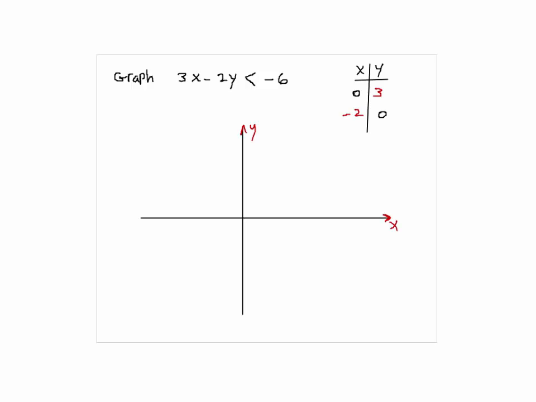So let's locate the 2 points. If x is equal to 0, y is equal to 3. So your graph is going to pass through this point here. If x is equal to minus 2, y is equal to 0. So your graph is going to pass through this point here. And the line is going to pass through these 2 points. Now, we can make this a solid line if it says equal to, and a dashed line if it doesn't say equal to. So let's make it equal to so you can have a solid line.